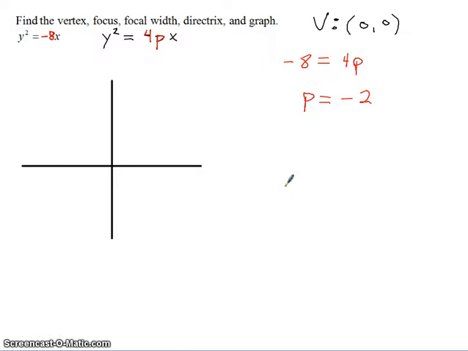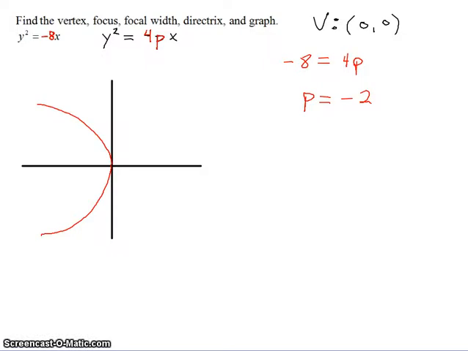So I have a negative p-value, and because I'm dealing with y squared, that tells me that I'm going to have a parabola that's on its side, faced towards the negative x direction. Okay, so let's go ahead and figure out the focus and the focal width and the directrix.